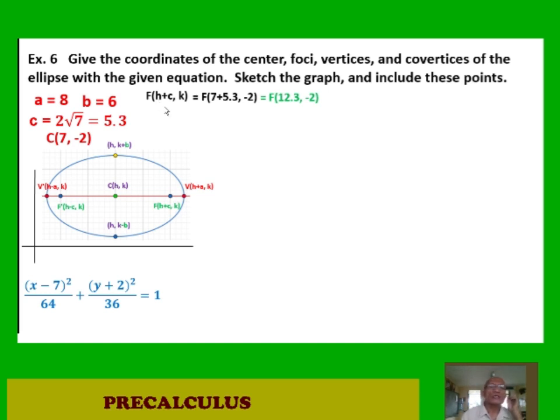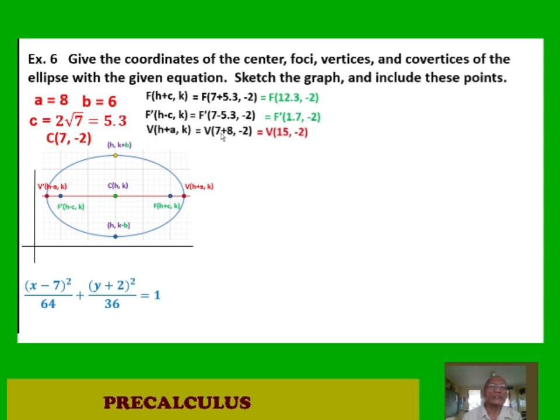The foci coordinates are (h plus c, k). So we have here h is 7, c is 5.3, k is negative 2. So our first focus is 12.3, negative 2. For the second one, instead of plus, minus, so that is 1.7, negative 2.